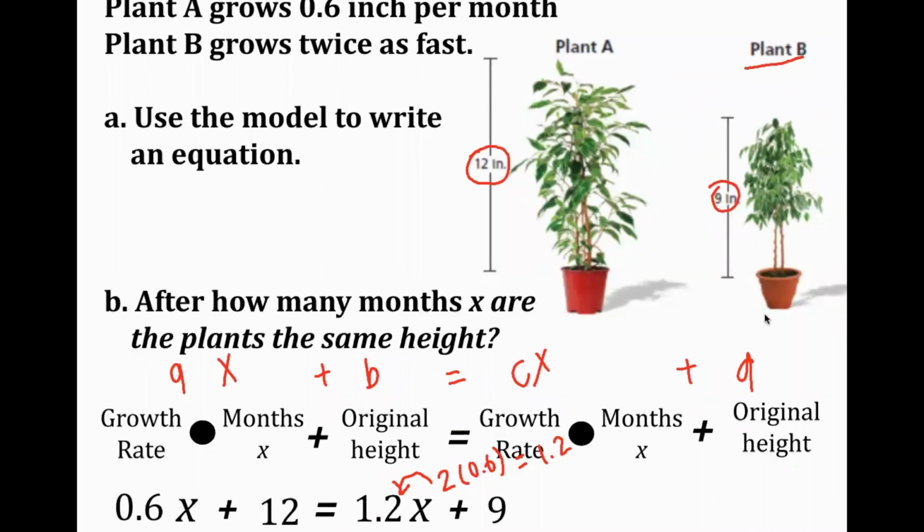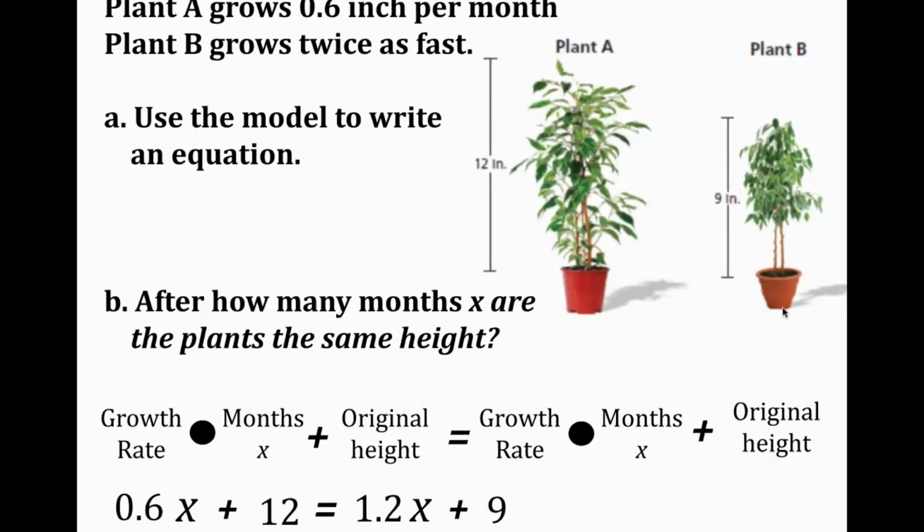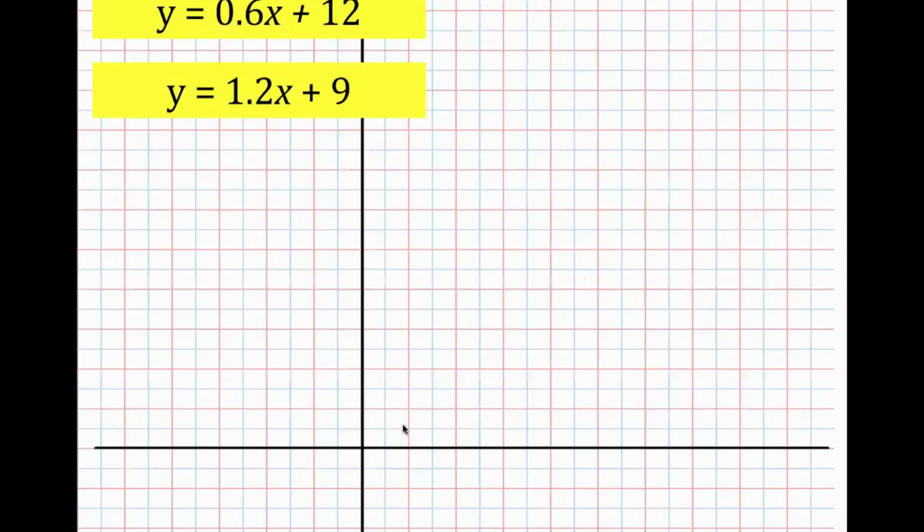And here is your final equation in ax plus b equals cx plus d form: 0.6x plus 12 equals 1.2x plus 9. And now we can actually graph this on a coordinate plane. Now it is a little bit tricky since we are in decimals. However, we can try our best to graph this. For our first equation, we're going to graph our y-intercept, which is positive 12. So that would be located right there.